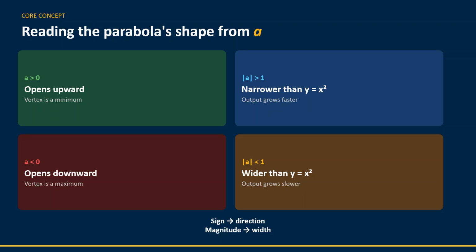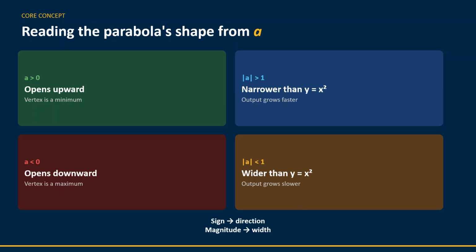Magnitude second. If the absolute value of a is greater than 1, the parabola is narrower than the reference y equals x squared, because the output grows faster for each step. If the absolute value of a is less than 1, it is wider, because the output grows more slowly. The reference y equals x squared has absolute value of a equal to 1.